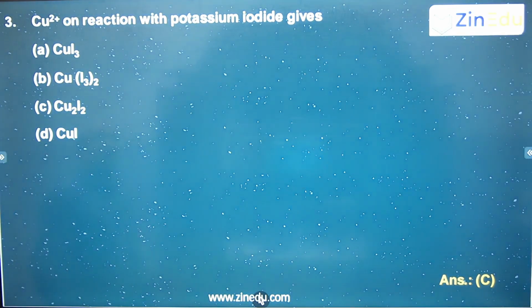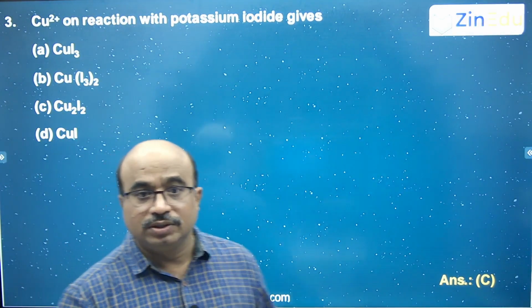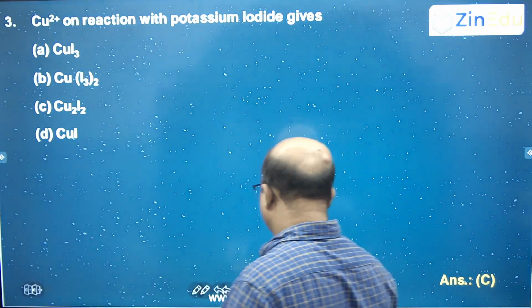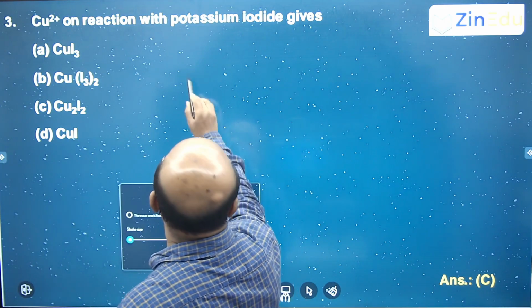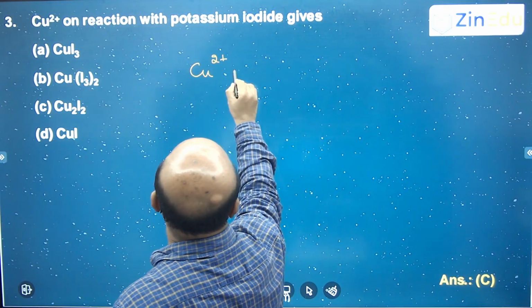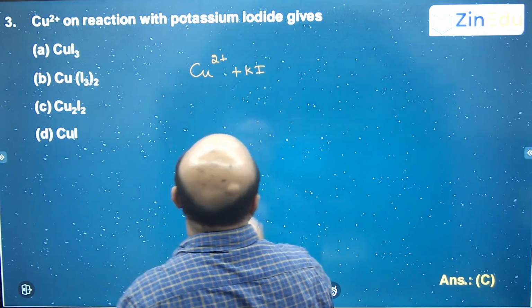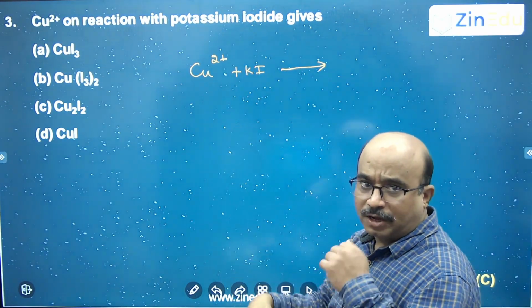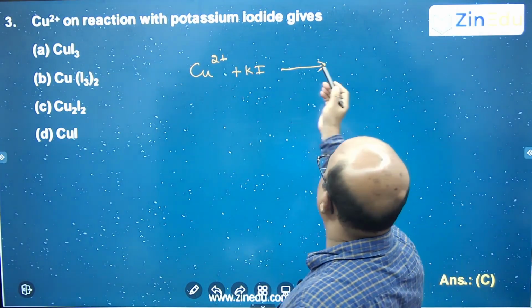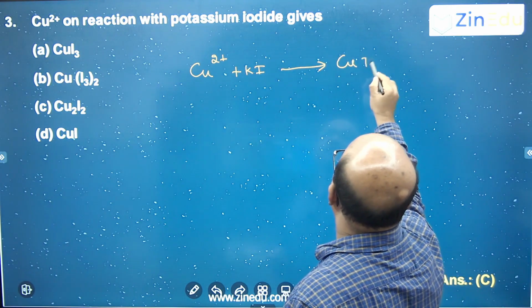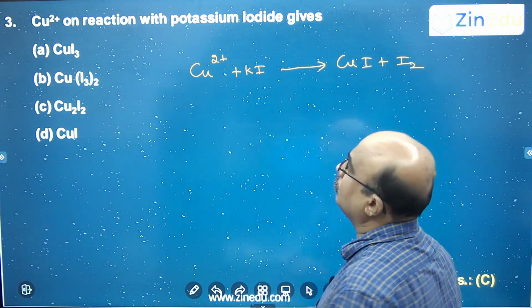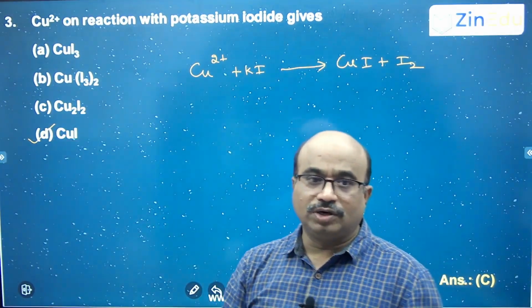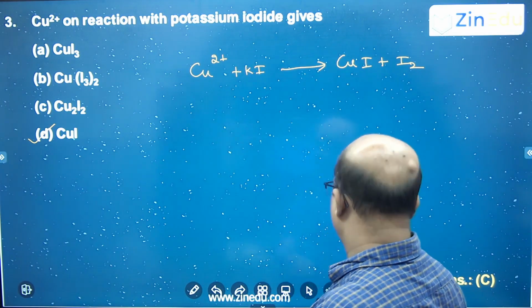Copper 2 plus on reaction with potassium iodide gives what? Already we see the copper reactivities when you consider this. So Cu2 plus when treated with KI, iodide can oxidize easily to I2, so that copper will reduce to copper plus, from plus 2 to plus 1. So it is giving copper iodide plus I2. So copper iodide is formed. The copper is reduced. Clear? Next.